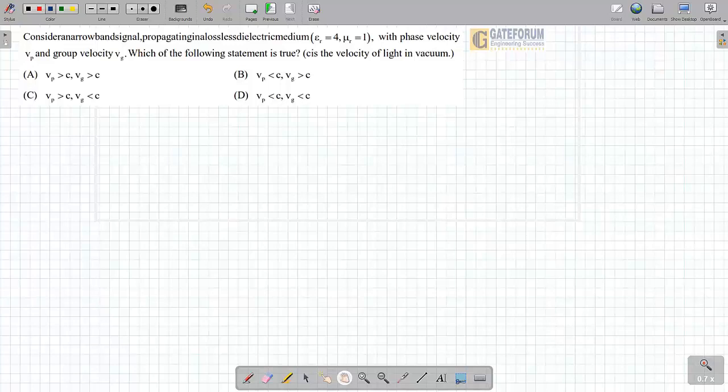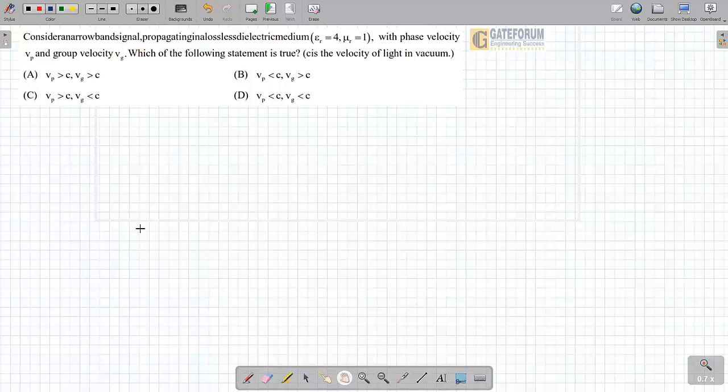Now, it is given that it's a narrowband signal. So, for a narrowband signal, Vp and Vg remain the same. Okay, so there is not much change. So, that is the concept that we need to understand here. If you mix this concept with the concept from the waveguide, there you will find the relationships are different. And by looking at those relationships, you will find that option C will be the right answer. But that is not the case here. It is not a propagation in a waveguide. It is a propagation in a dielectric medium. Okay, so that's the question here.